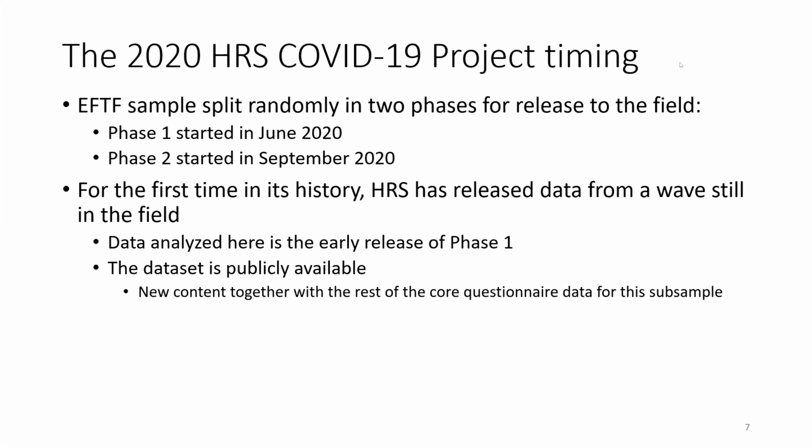So timing, as I said, we set out phase 1 in June. And now, for the first time in our history, we've actually released data from a wave that's still in the field. We got to around a 60% response rate in that first group and decided to go ahead and make an early release of those data. They are out there and publicly available for you all to use. It's the whole HRS interview plus this new COVID content. And so that's all I have to say. Now, Gabor will show you some results from that.